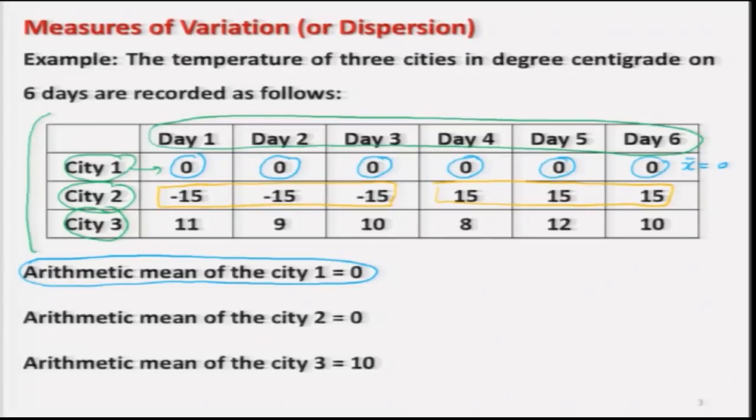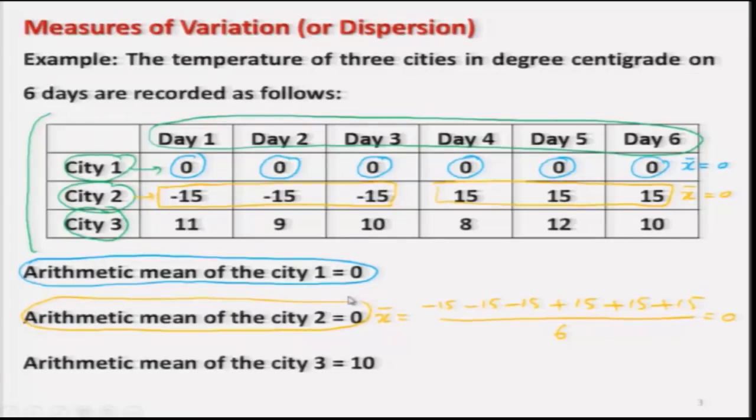Once again, if you try to find the average, this will come out to be the sum of minus 15, minus 15, minus 15, plus 15, plus 15, plus 15 divided by 6, and this will again come out to be 0. So in this case also this x bar is coming out to be 0. So now you can see there are two cities, city 1 and city 2, in which the arithmetic mean is coming out to be the same, 0.